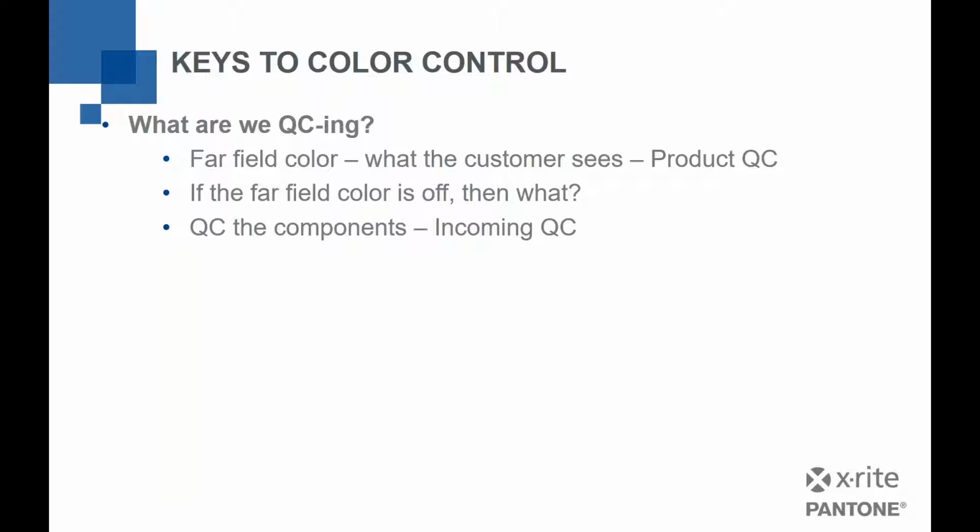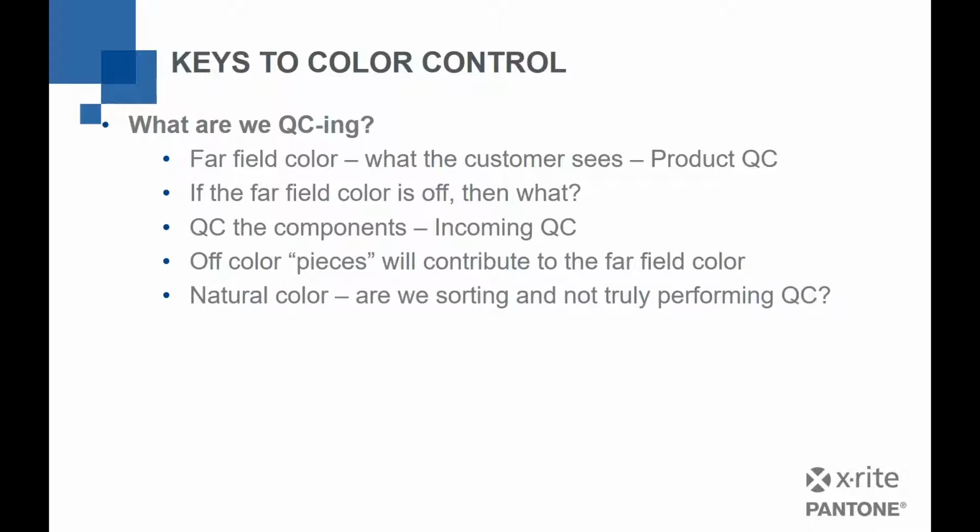So we can start to do QC of the actual product, but also do QC of the components and various things to help us understand, because off-color pieces or embossing, all those kinds of things can contribute to the far field color issue. And then one comment last about natural color.